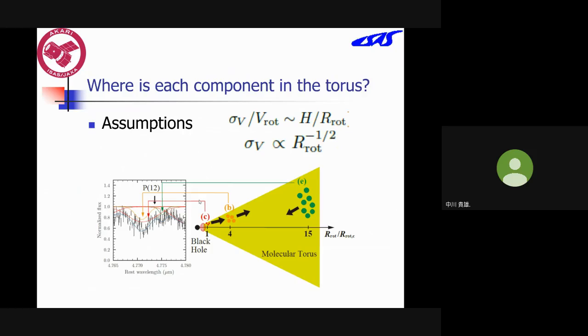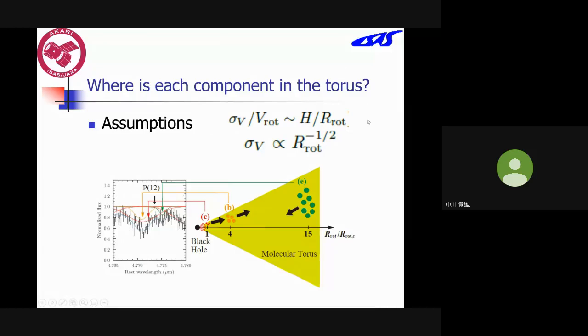And so assuming that this structure is hydrostatically supported, then the velocity width we observe should be related to the rotational velocity and also the height of the structure.